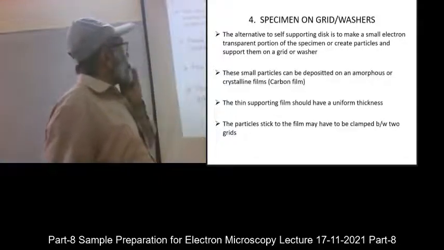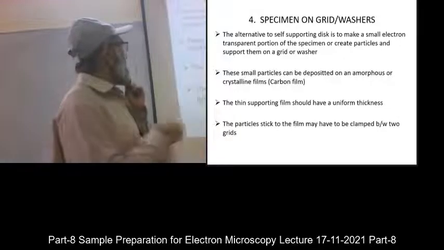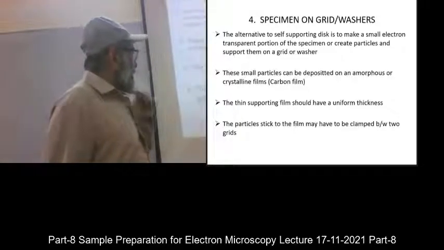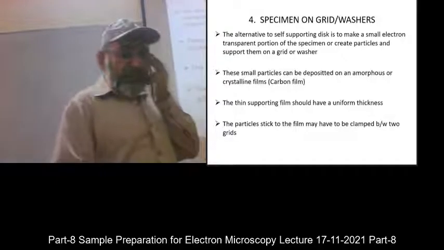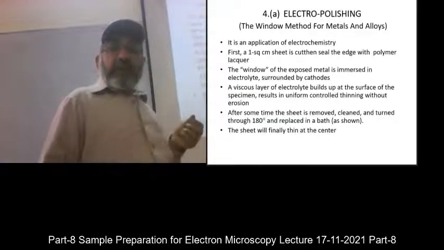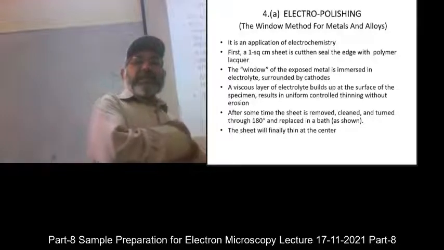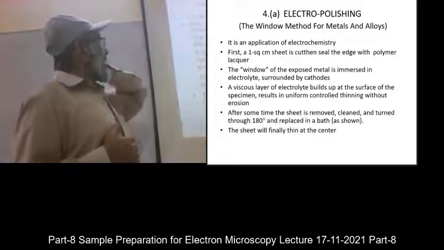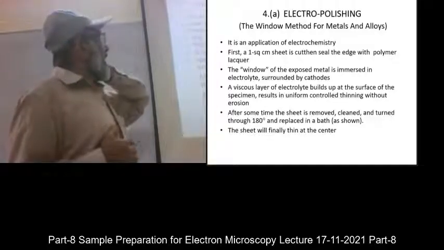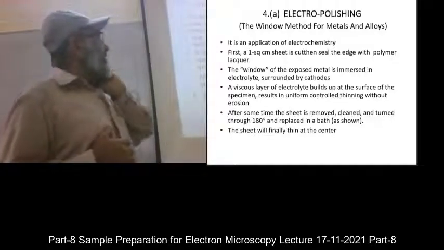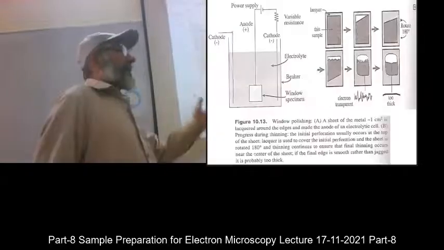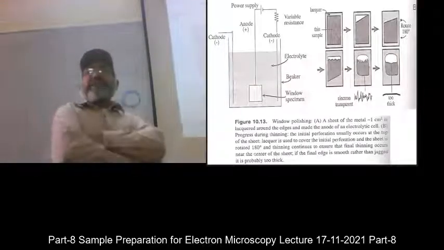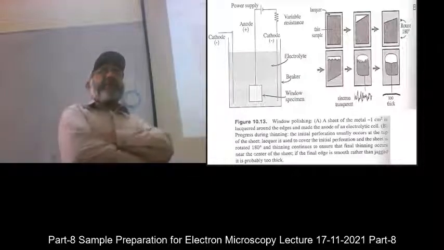The alternative to self-supporting is this, as I have explained it, right? Crystalline films, carbon films, and in the old days, people used replica methods. Electropolishing is an application of electrochemistry, right? First, a 1 square centimeter sheet is cut out of it. The ease with which you do many things. For example, you are making a capacitor.